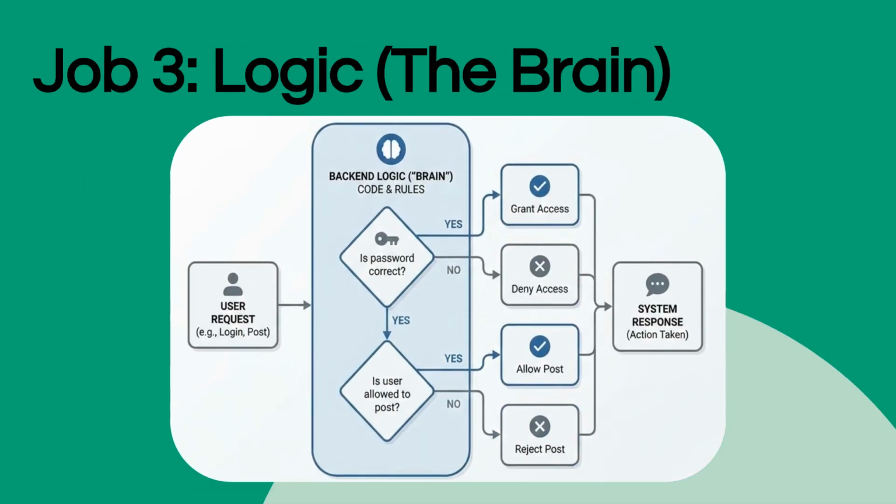The third, and most crucial job, is the logic, or the brain. This is where the rules live. For example, is the password correct? Is the user allowed to post? This decision-making process is written in the backend code.